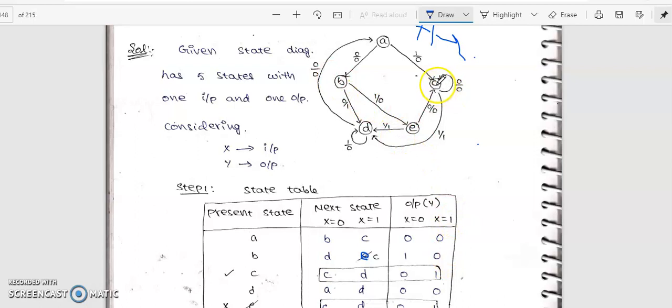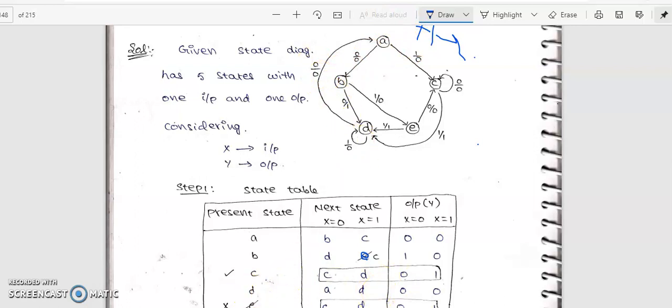Next, coming to state C. State C remains in state C when x is equal to 0 with output equal to 0. And state C is going to state D with output equal to 1 when x is equal to 1. Next, state D stays in D itself when x is equal to 1 with output equal to 0. Next, state D is going to state A when x is equal to 0 with output equal to 0.